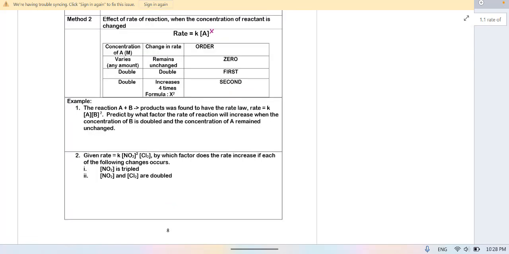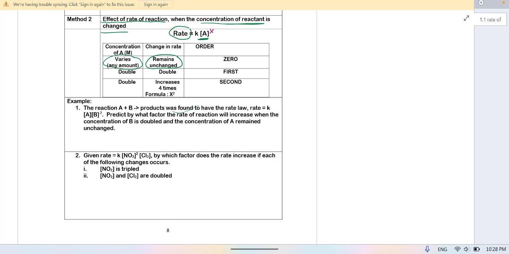Okay, the second method to determine order of reaction is the change of rate of reaction when concentration of reactant is changed. So we will look at the effect on rate of reaction when we change concentration of reactant. For this rate law, we do not know the order of reaction yet. Okay, so if we increase concentration of A by any amount, meaning we double or triple concentration of A, what happens to the rate of reaction? The rate of reaction remains unchanged.